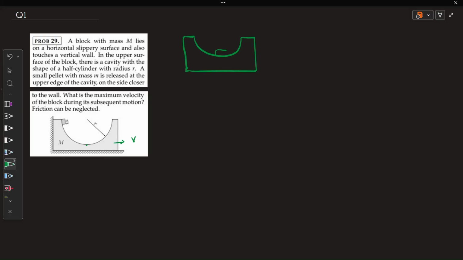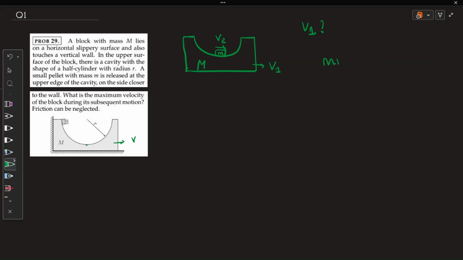First, when the pellet is at the lowermost point, there will be a relative velocity between this pellet and the block M. So I am considering this velocity with respect to ground as v2 and this velocity with respect to ground as v1. Now, we should find v1. The first thing, let's apply the conservation of momentum, because initially and finally there is no horizontal force, so momentum should be conserved in the x direction of the whole system.